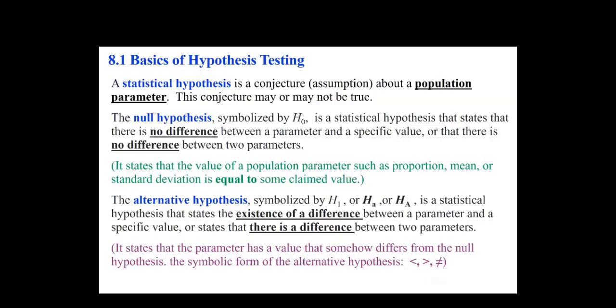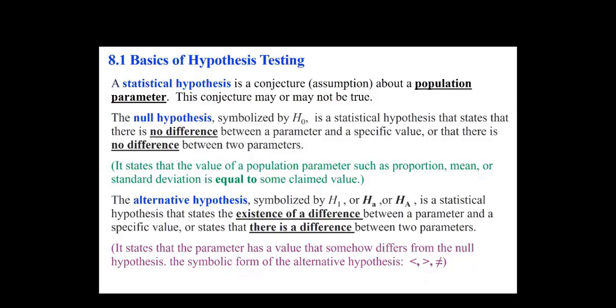It states that the value of a population parameter, such as proportion, mean, or standard deviation, is equal to some claimed value. The alternative hypothesis, symbolized by H1 or HA, is a statistical hypothesis that states the existence of a difference between a parameter and a specific value, or states that there is a difference between two parameters. It states that the parameter has a value that somehow differs from the null hypothesis. The symbolic form of the alternative hypothesis: less than, greater than, not equal to.